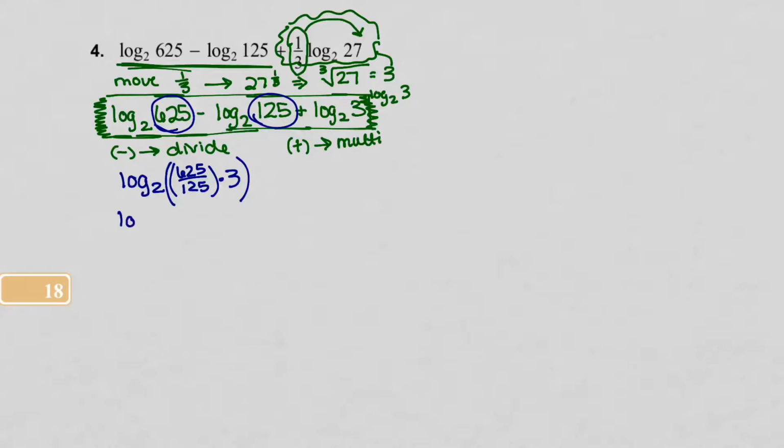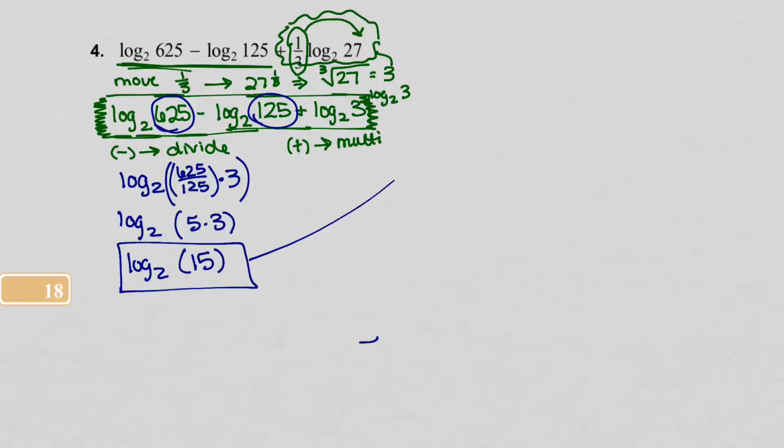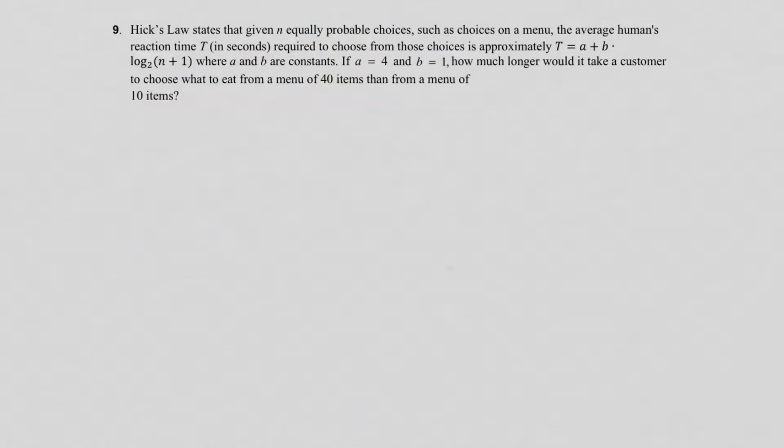So let's simplify a little bit. 625 divided by 125 is 5. So if I look at that, 5 times 3 is 15. So this is the same thing as this, just written in a condensed form. So let's turn the page.